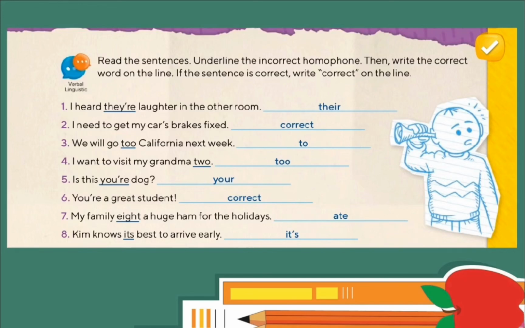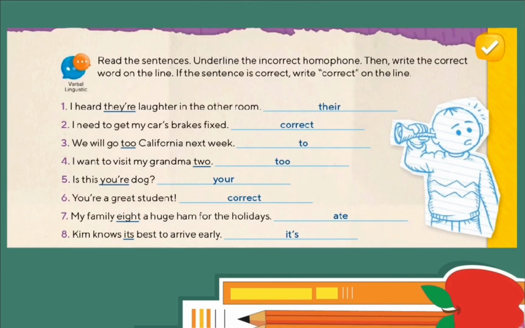Now, let's check the answers together. Number 3. We will go to California next week. The correct answer was to with only 1 O, because we are talking about a preposition, going or reaching to somewhere. Number 4. I want to visit my grandma too. That is also incorrect, because they are putting it like if we are talking about a number, and we are not talking about a number. Number 5. Is this your dog? We cannot use a preposition because we are talking about ownership.